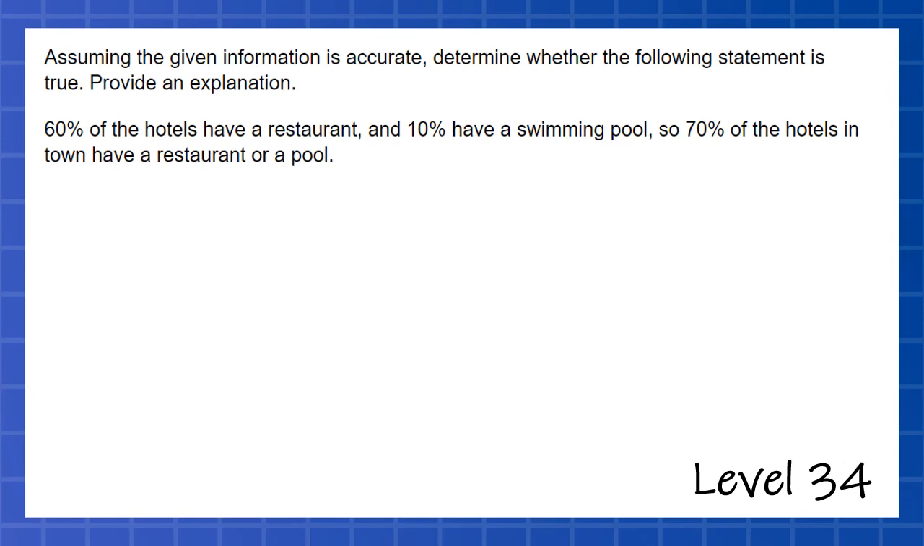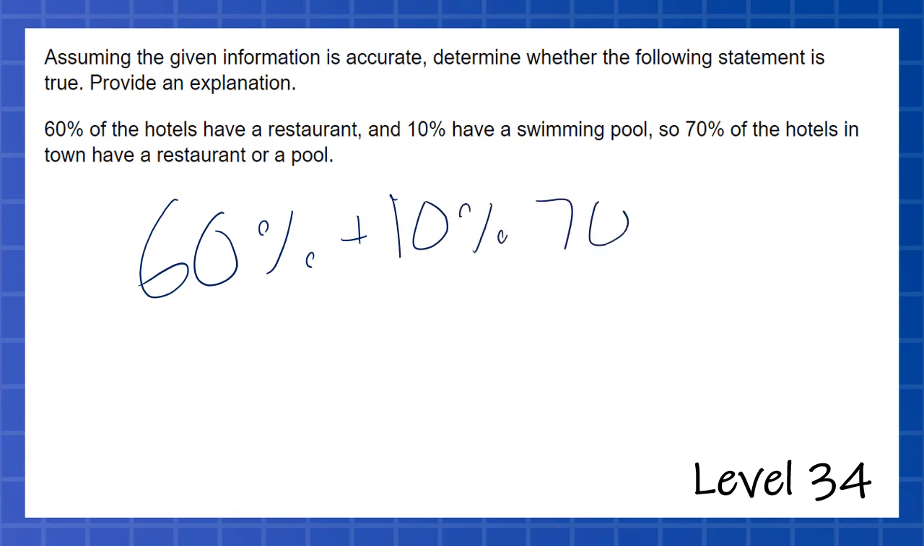60% of the hotels in a certain town have a restaurant and 10% have a swimming pool. Could you then say that 70% have one of those two? So we know that 60 plus 10 is 70. So is this a fair conclusion?